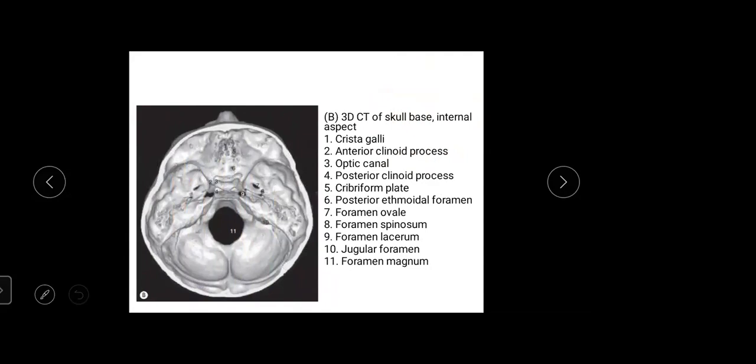Now we will go to some important spots. Here we see the cribriform plate of the ethmoid bone, and in the midline there is the crista galli. This is the anterior part of the sella turcica, known as the tuberculum sellae, and this is the dorsum sellae. Also, this is the petrous part of the temporal bone, and this is the foramen magnum.